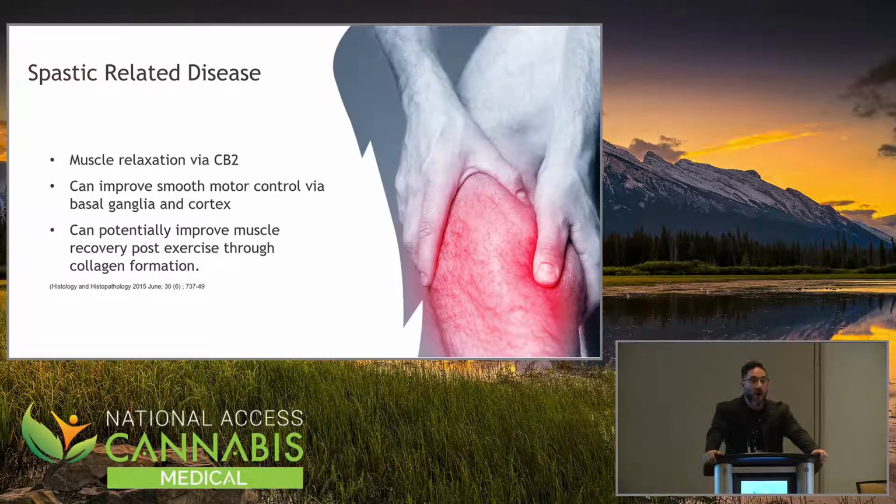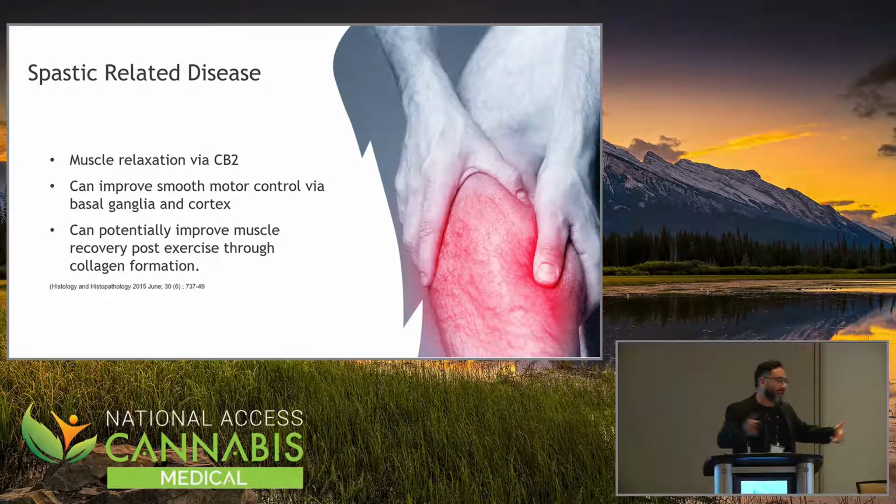CBD improves collagen formation post-workout. So I use it for athletes all the time. I use it mostly for its antioxidant effect and neuroprotective effects post-concussive syndromes. And it causes muscle relaxation as well. But let's say you have muscle breakdown. What happens when you work out? You break down muscle. That's what happens.